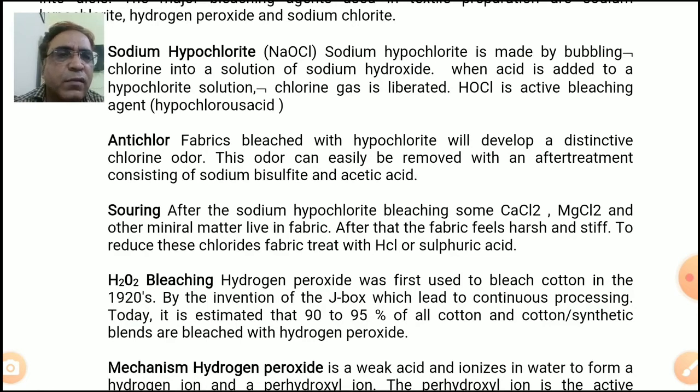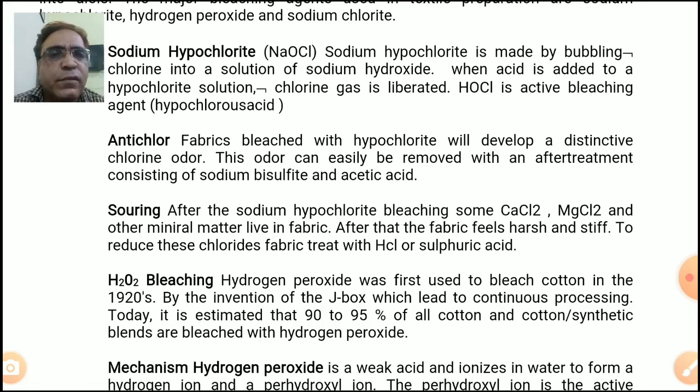After that, because we use some soda, alkaline conditions are there. After the sodium hypochlorite bleaching, some calcium salts or magnesium salts and other mineral matter are left in the fabric, and the fabric feel becomes harsh. So to reduce these, the fabric is treated with some acid. This is called the souring treatment. To improve the handle of the fabric, we give some acidic treatment to remove these salts specifically.